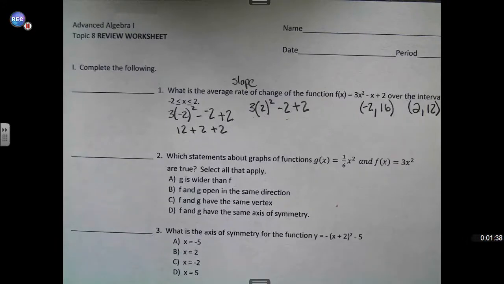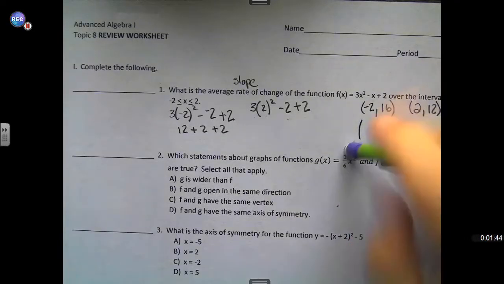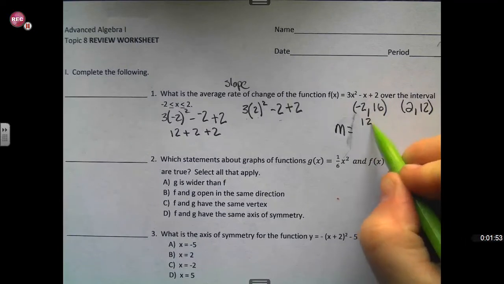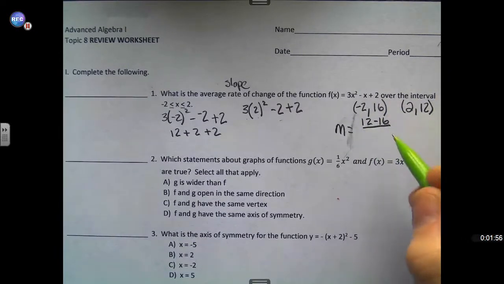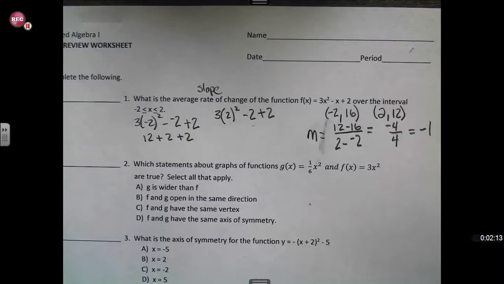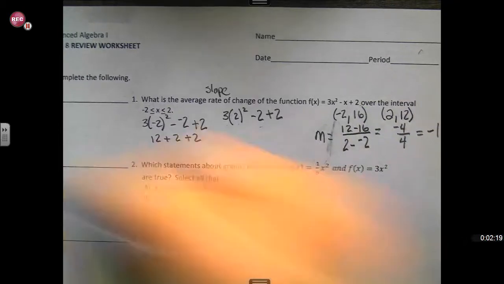And then to find the slope, I take one y value, so 12 minus 16 over 2 minus -2. And if I go 12 minus 16, I have to go 2 minus -2. So I get -4 over 4, which is -1. So the average rate of change for that quadratic function on that interval is -1.